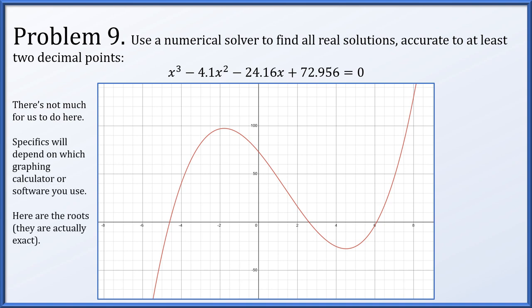It's just use a numerical solver, so that will depend on your particular calculator or software package. Now, here are the roots that happen to actually be exact. They're not approximations. Negative 4.6, 2.6, and 6.1. I've rounded to two decimal points because that's what was asked, but these are actual exact numbers.